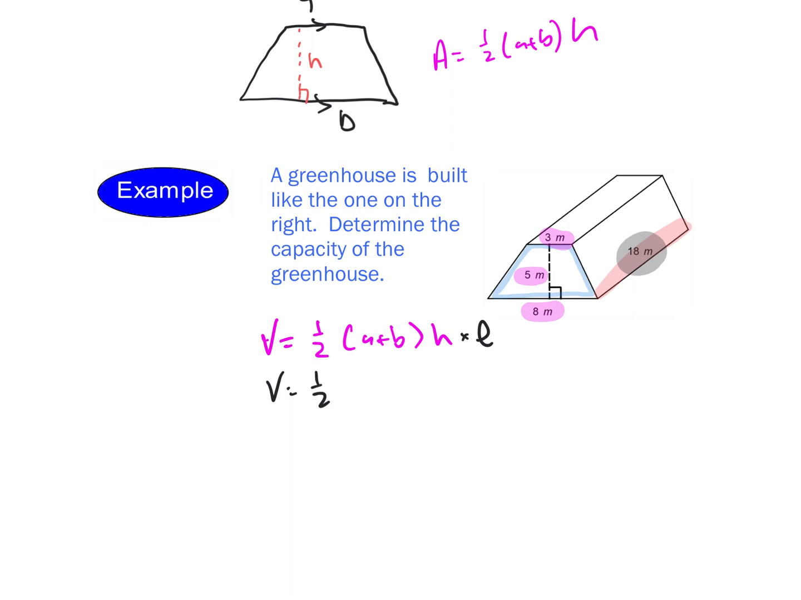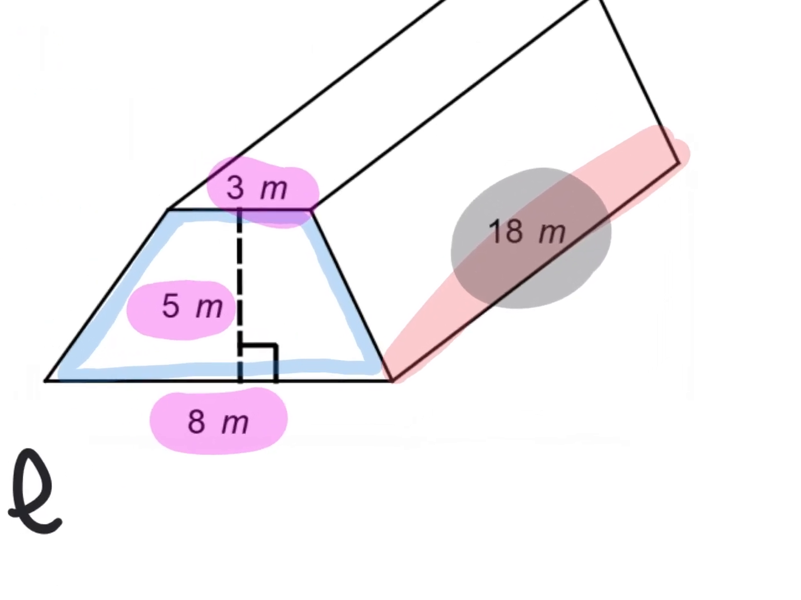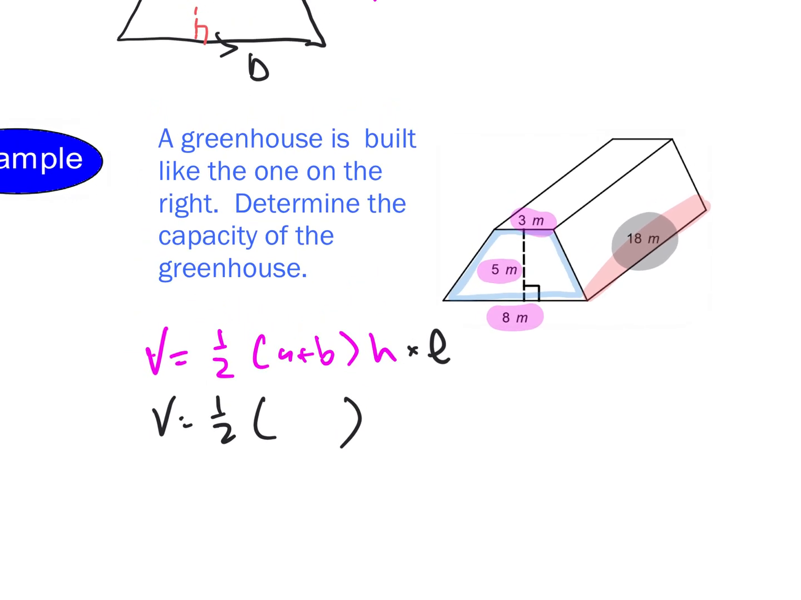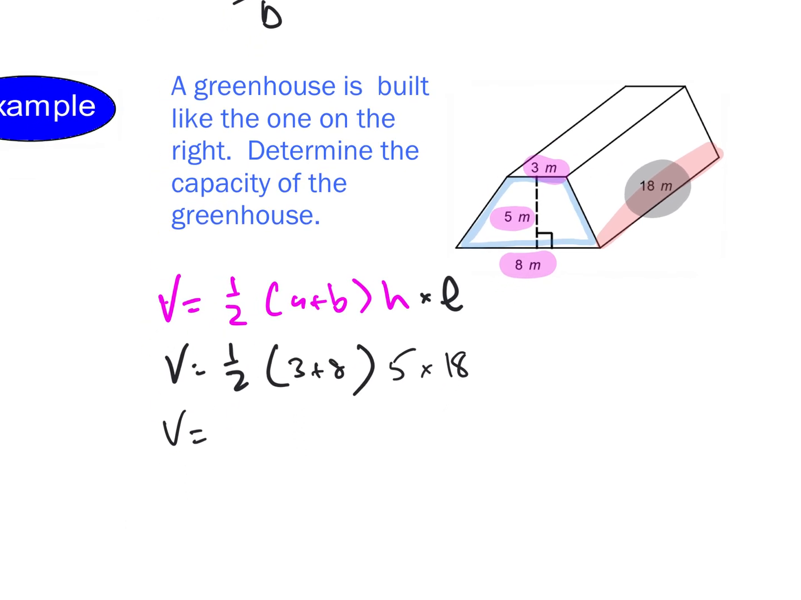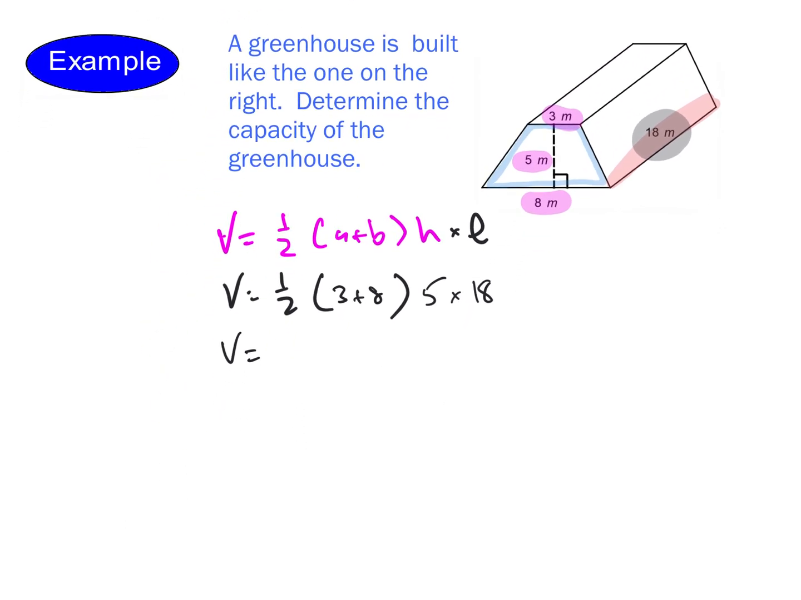When we have this A and this B, it doesn't matter which one's A and which one's B, the 3 or the 8. Doesn't matter which one's which. I'll use 3 because it's on top. 3 plus 8. The height is 5. And the length is 18. So that is 1/2 of 11 times 5 times 18.